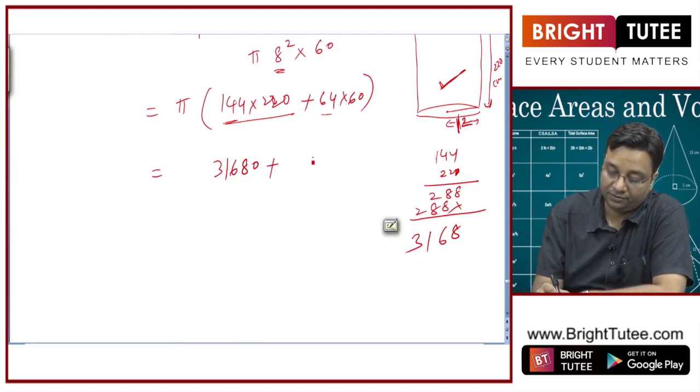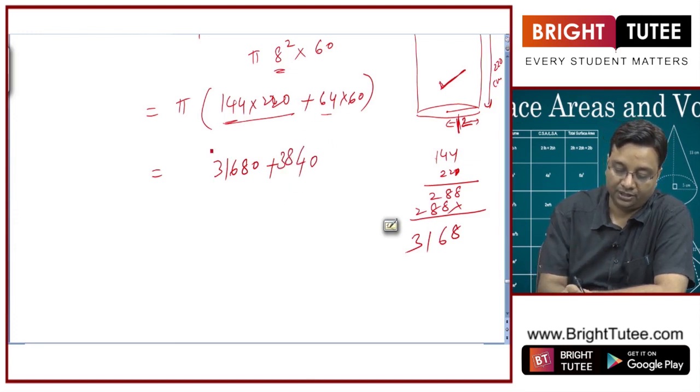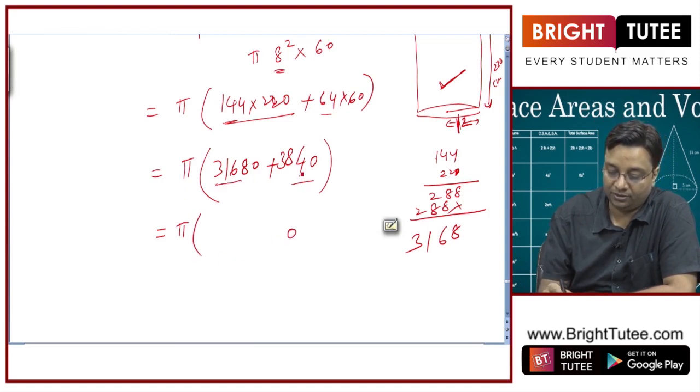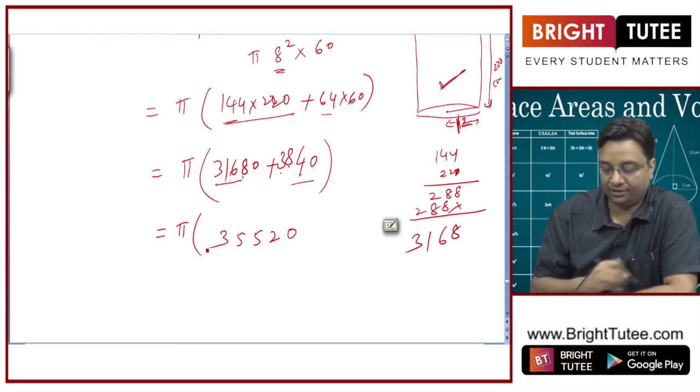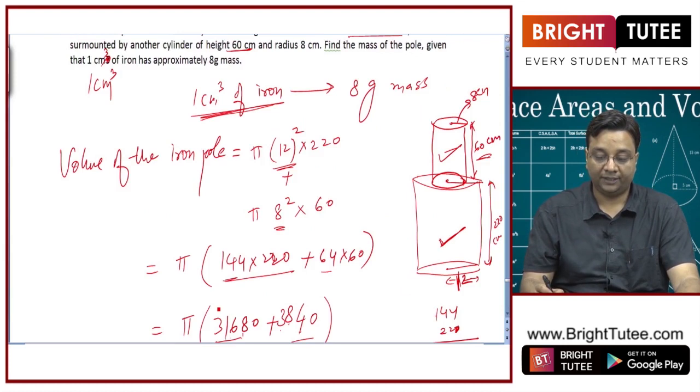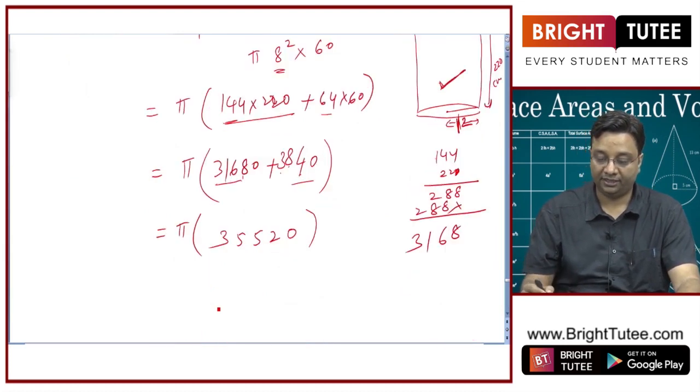So it will give you 0, 3840, and there is pi which is multiplied. So pi into, we need to add these, so 0, 2, 4 plus 1, 5, and then there is 3. So this is the total volume of this iron ore in centimeter cube.